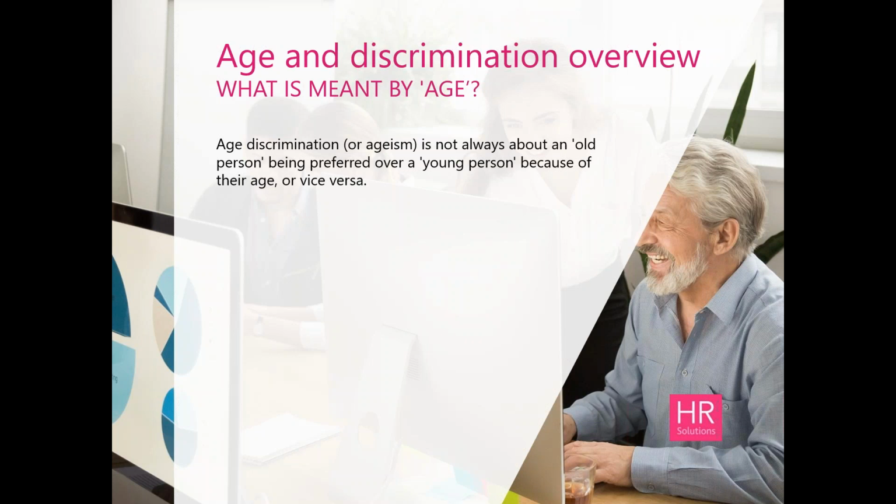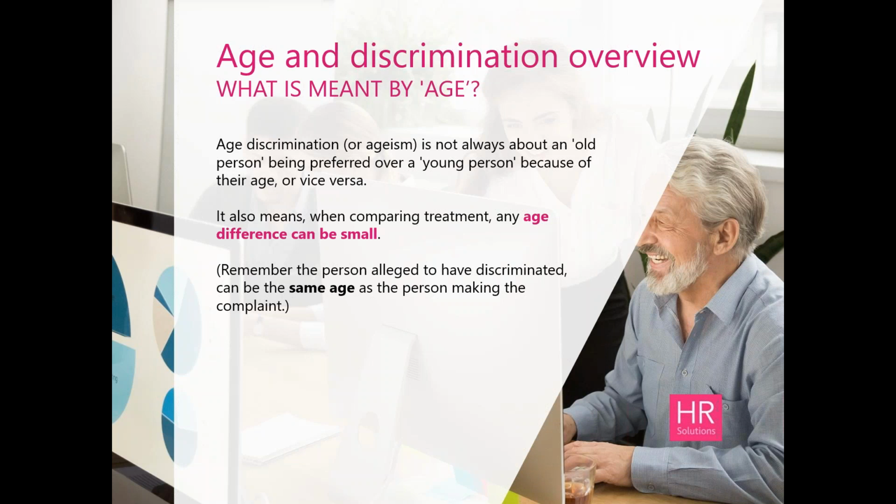So what this means then is that age discrimination or ageism, it's not always necessarily about an old person being preferred over a young person or vice versa. It can mean actually, when you're comparing treatment, that an age difference could be very small. So, for example, if you had a group for some reason of 40 to 49-year-olds, a 50-year-old could feel very segregated from that group.